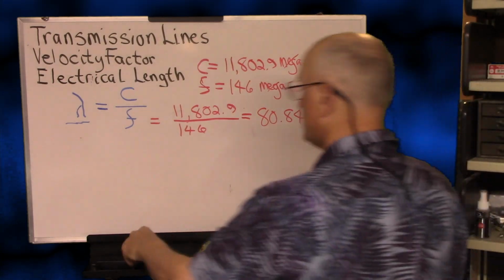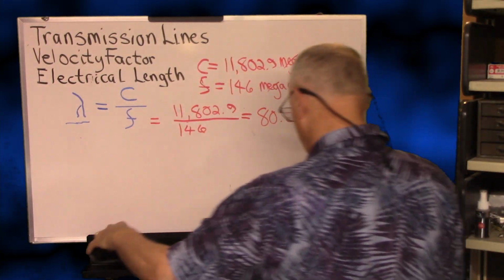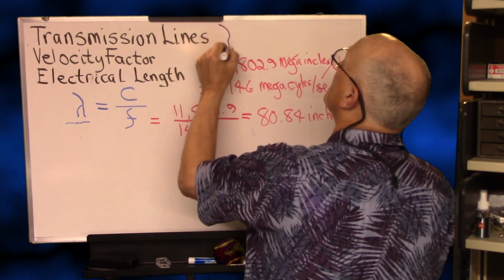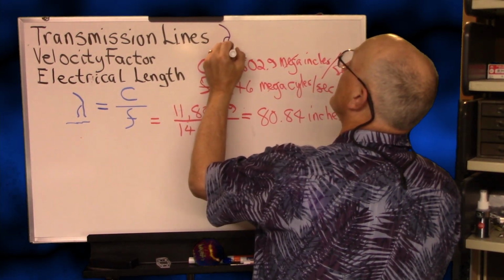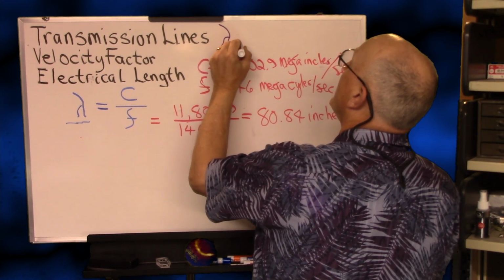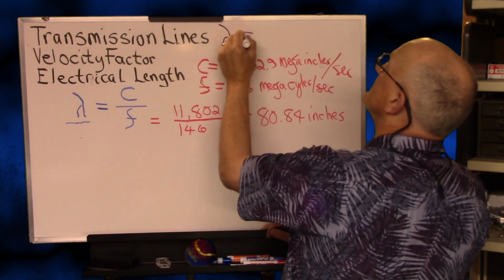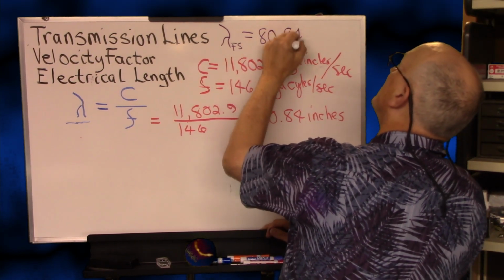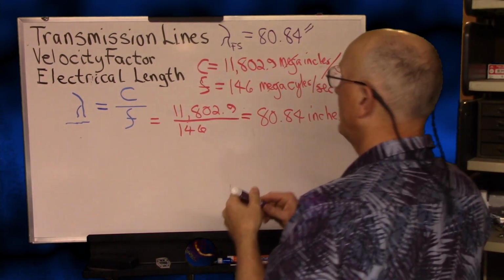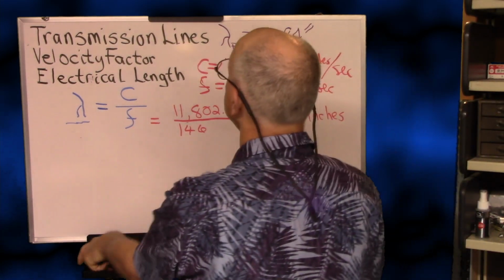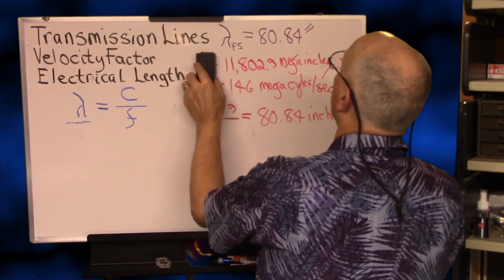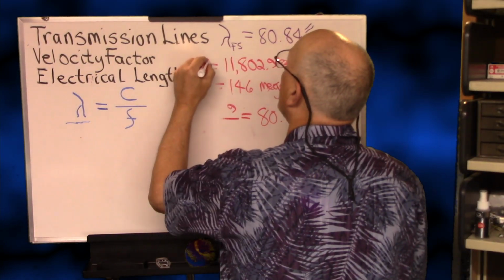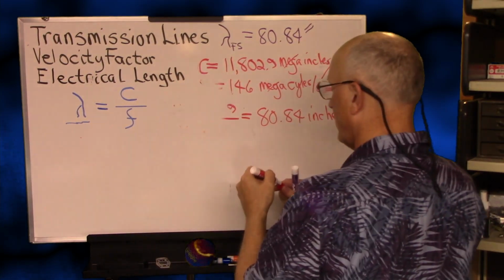Okay, so let's just remember this. Let's write this up here on the top. So lambda, we'll put this in FS, free space, is equal to 80.84 inches. Okay, great. I'm going to leave the C here because we're going to need that.